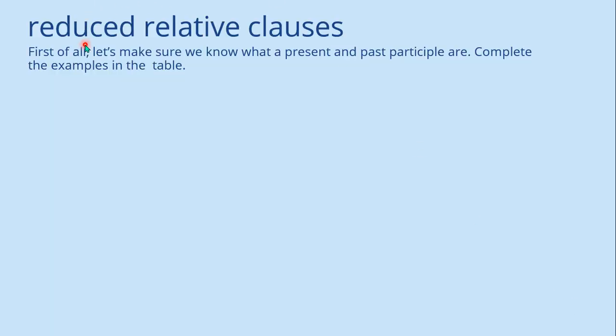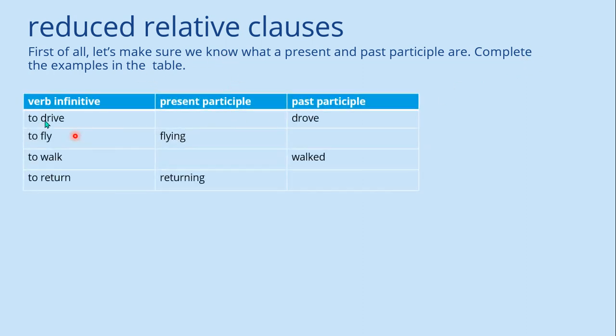The next one, we'll discuss reduced relative clauses. This is the use of relative clauses, but reduced or simplified. First of all, let's make sure we know what the present and past participle are. Now look at the table. We start with the verbs to drive, to fly, to walk, to return.